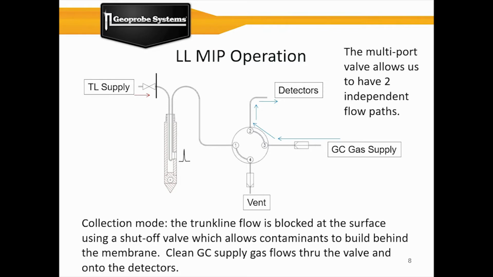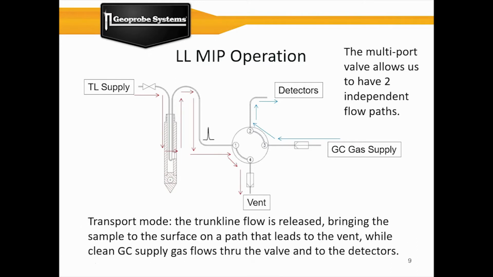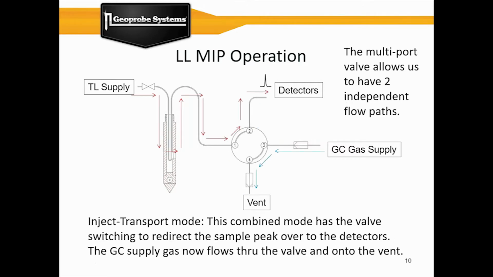The carrier gas to the probe is stopped. We build up that slug of contaminants. When that time interval is over for the sampling interval, we'll release the gas. The contaminant slug is brought to the surface, and when it's near the controller, and this is a timing issue that the operator has to figure out before beginning, that valve will be switched, directing that contaminant over to the detectors, and then it'll go back to the standby mode.